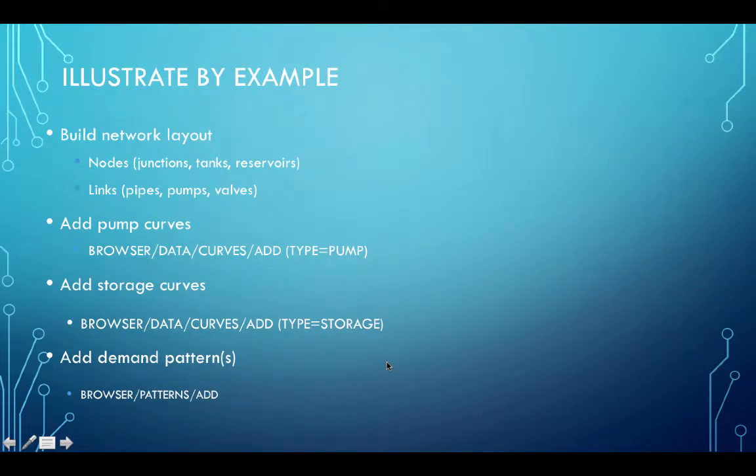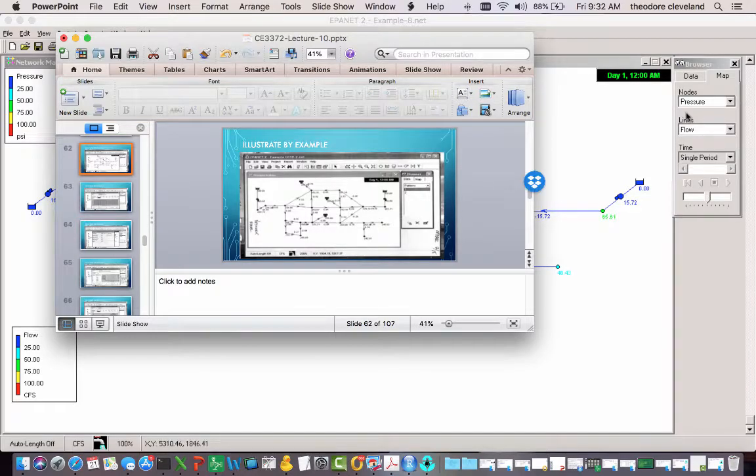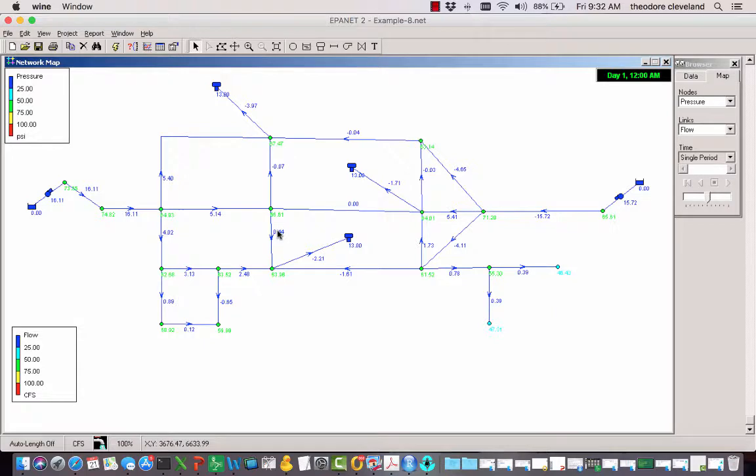So we're going to build the network layout, which is done, and we're going to want to add the pump curves and the storage curves and demand patterns. So this is what we have in EPANET, and we will go ahead and look at it carefully.